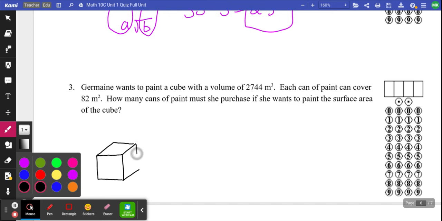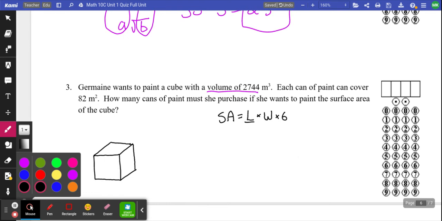There's my cube. Yikes. And they're telling you that the volume of it is 2,744. That means that the inside, if you filled it up, it would be 2,744. You need to go from volume to surface area. Surface area equals length times the width, which is the same thing, times 6. Because there's 6 sides to a cube. To find the length and the width, you have to cube root the volume. That will give you the length.